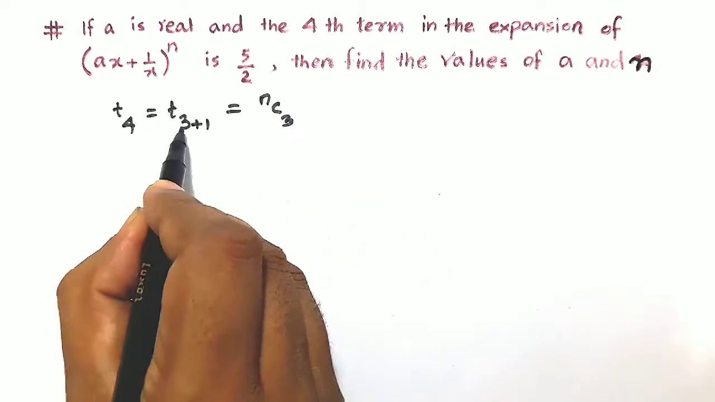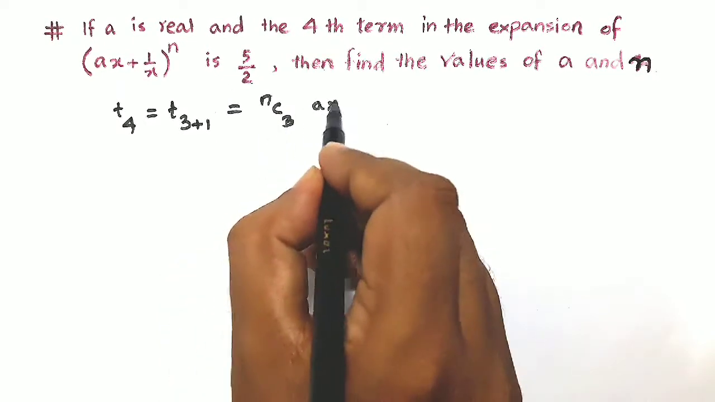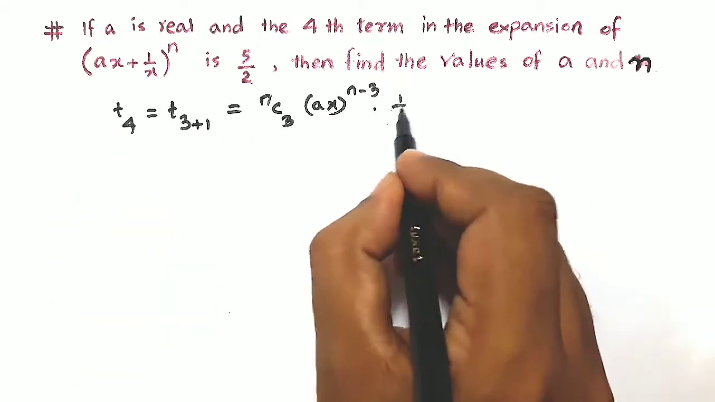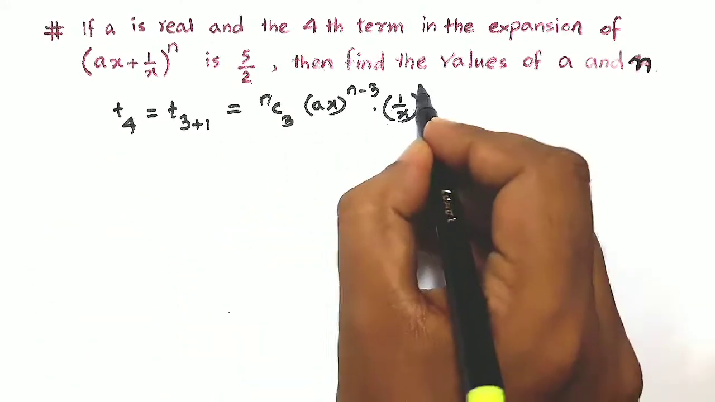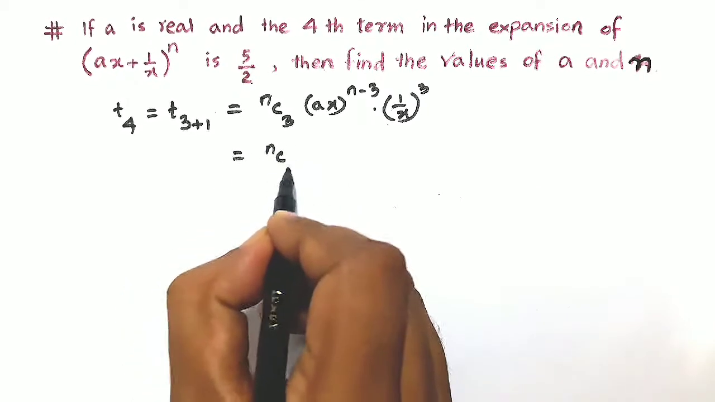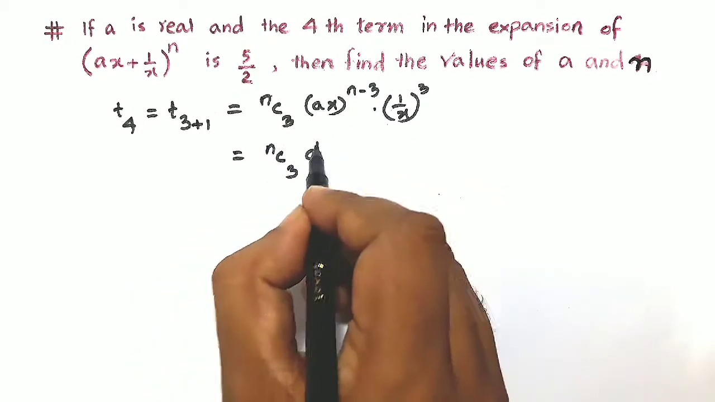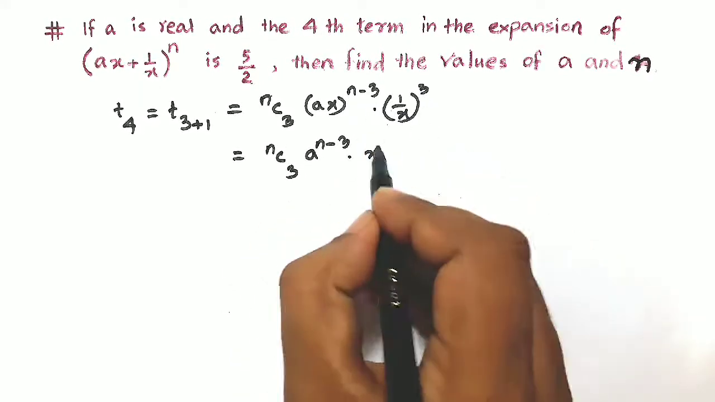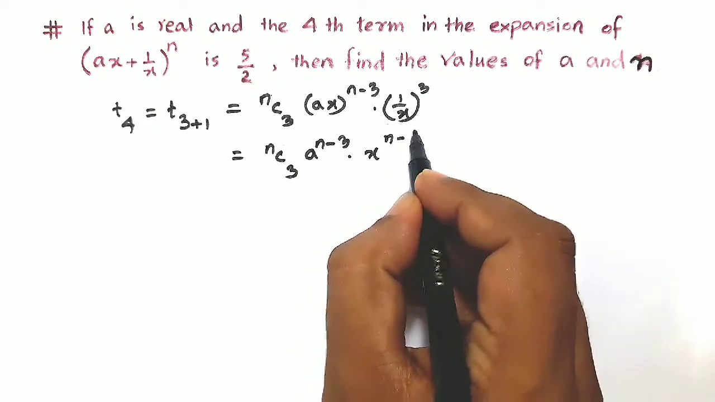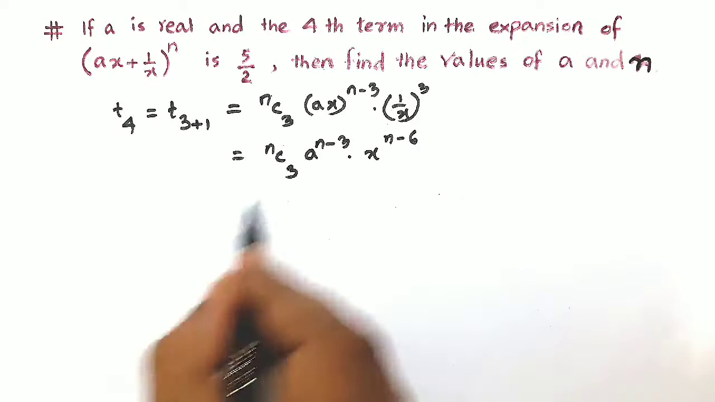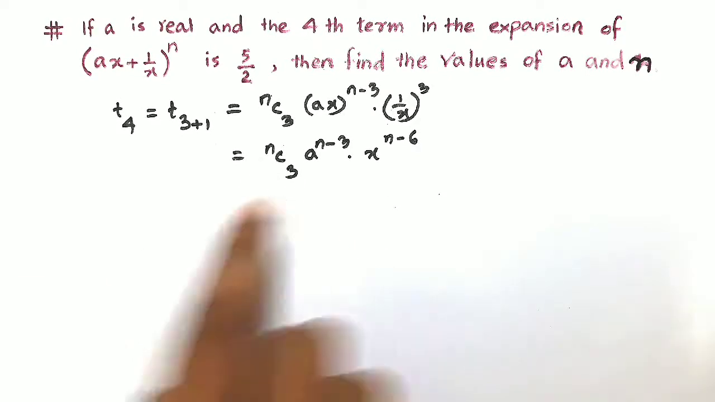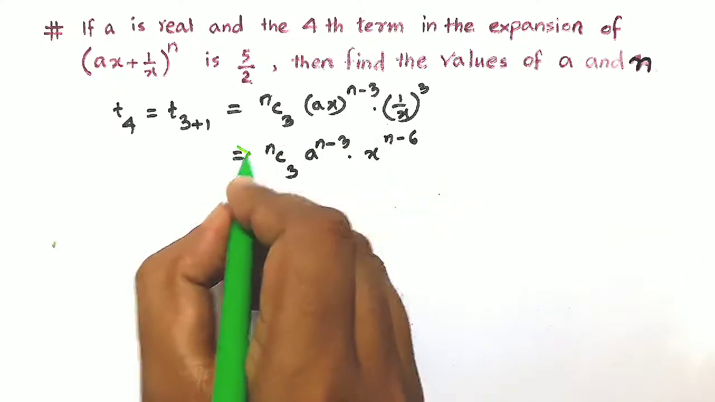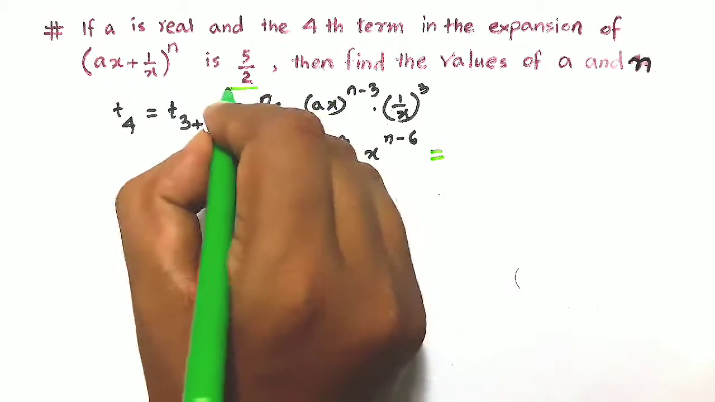nC3, here r is equal to 3, so nC3 (ax)^(n-3) into (1/x)^r, here r is equal to 3. So this is nC3 a^(n-3) into x^(n-3-3). So x^(n-6). Now what is given? This nC3 a^(n-3) into x^(n-6) is given as 5/2. This is given 5/2.